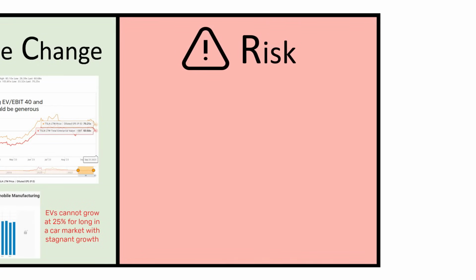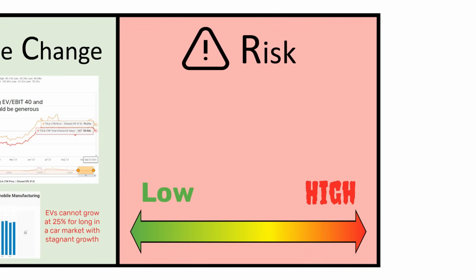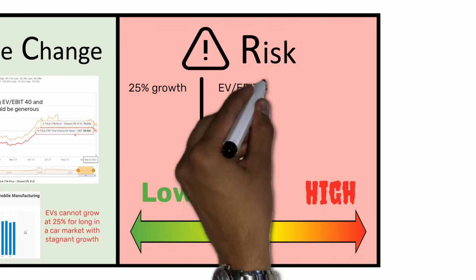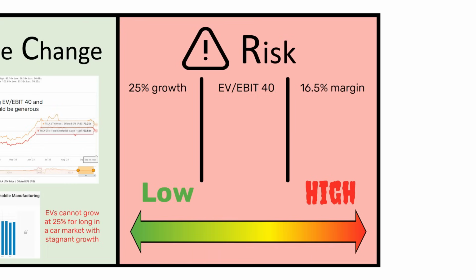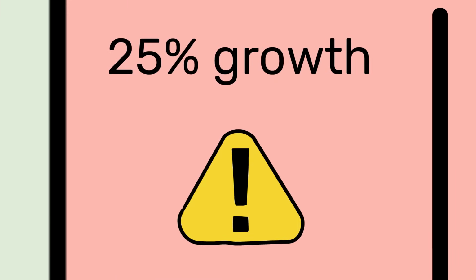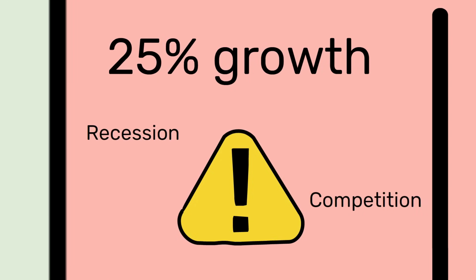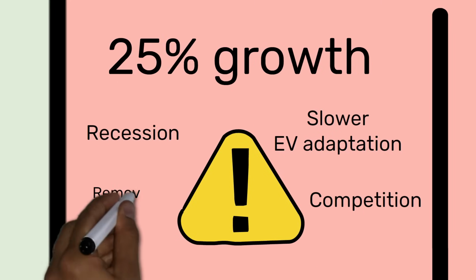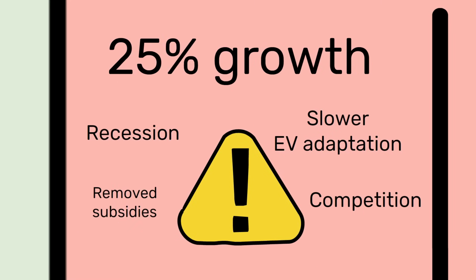Now, risk. Pretty much all the assumptions that we've based our Tesla valuation on are riskier than those for Microsoft and Apple. The 25% growth rate could be interrupted by a number of reasons, such as a recession, tougher competition and a loss of market share, slower growth in the EV industry than currently expected, and a cease of subsidies, which the EV industry is still very dependent on.